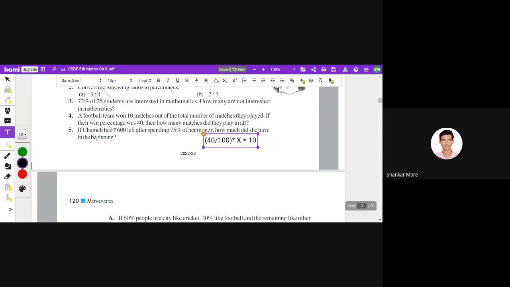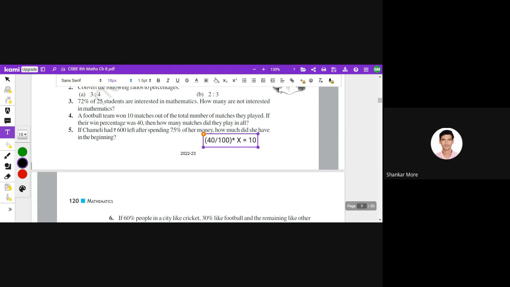No, Priyal, I guess you are making some mistake here. See, we don't know the total number of matches. 40% of total matches is 10. The total number of matches we don't know. We assume that as x. ठीक है? So x को find out करना है. So how you are going to find out x?